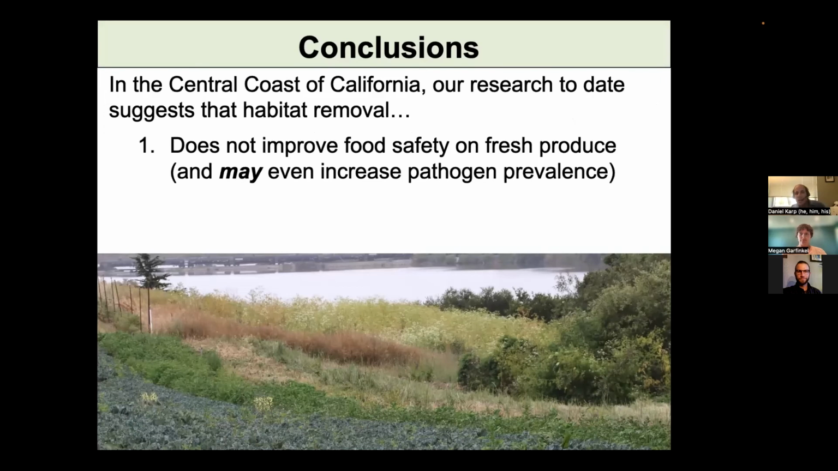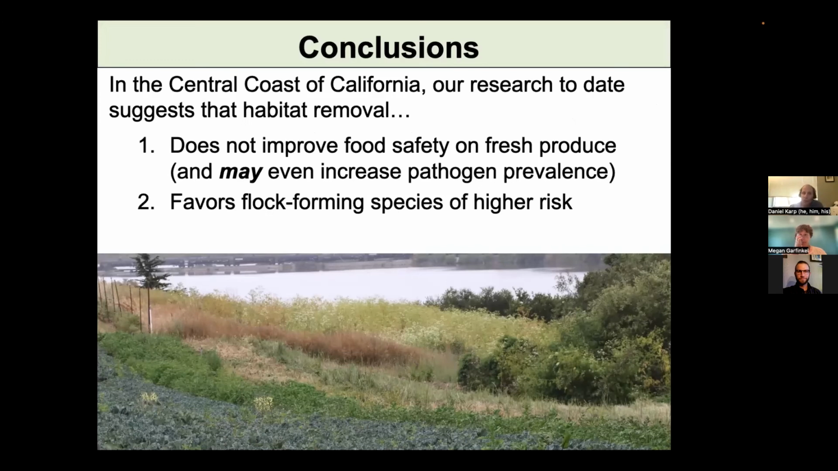Well, as of now, we're finding that habitat removal does not improve food safety on fresh produce and might actually even increase pathogen prevalence, if anything. That habitat removal might favor those flock-forming species of higher risk and harm the species of higher conservation concern.